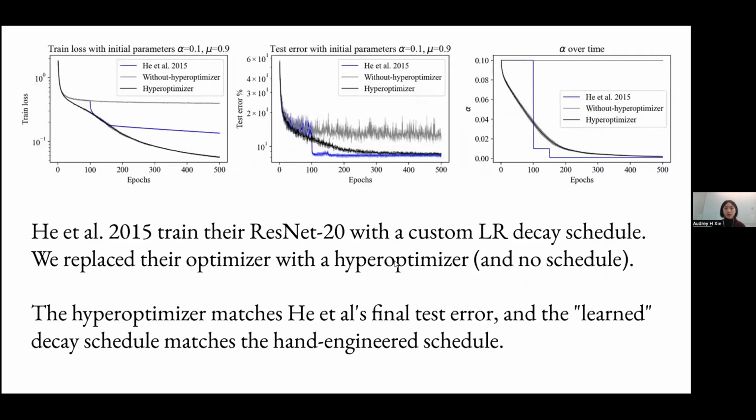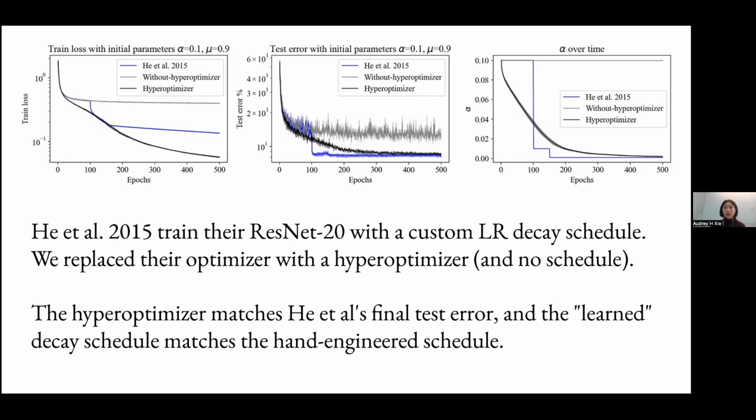We next wanted to see whether the hyper optimizers would work on larger networks. So we trained a ResNet 20 on CIFAR-10, and in the original paper, the ResNet 20 was trained using a custom learning rate decay schedule where the learning rate is divided by 10 at epochs 100 and 150, which you can see in this graph on the far right. You have this giant decrease here and decrease here, which are these divisions at epochs 100 and 150. So we do three comparisons.